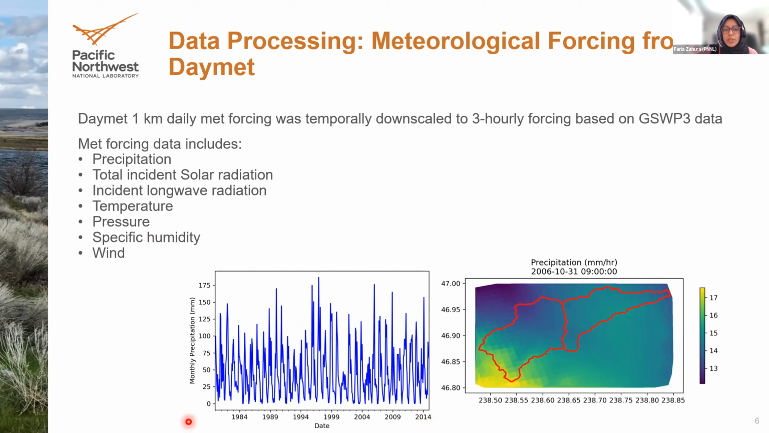So below are some plots for the precipitation data. On the left, I'm showing the monthly precipitation between 1980 to 2014, which is the duration for our simulation period. So this is how the data looks. And on the right, I'm showing an example of how the precipitation data looks for the watershed domain for a random hour during our simulation period.